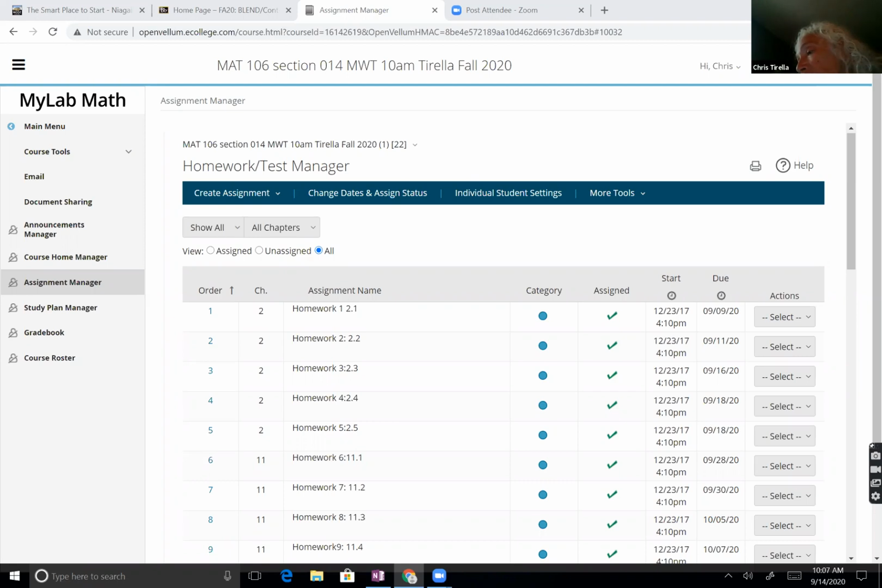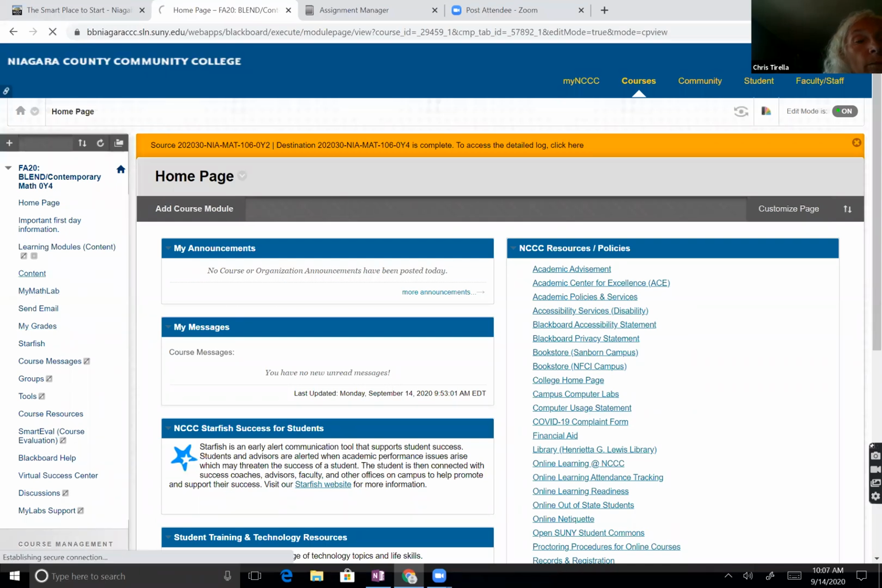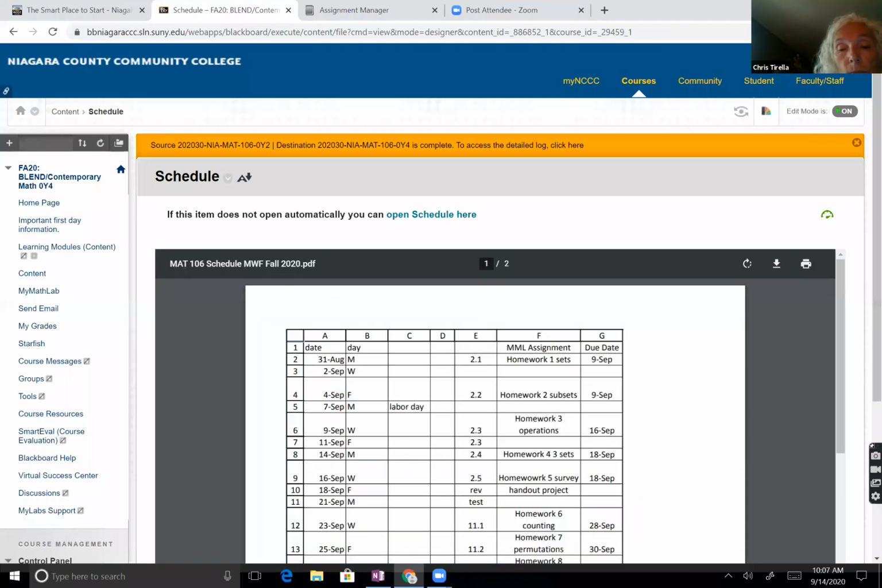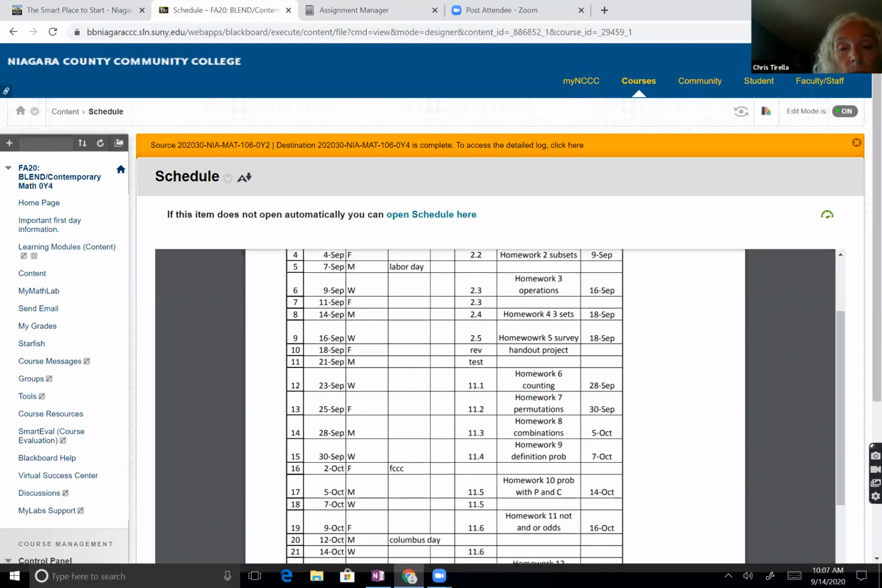Tentatively, I was looking at my calendar, and it looks like exam 1, I believe, is scheduled for the 21st, which is a week from today. Let me real quick go back in Blackboard and make sure I'm not misspeaking. Yeah, exam 1 is scheduled for the 21st.